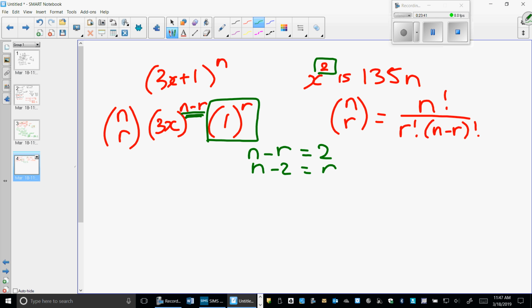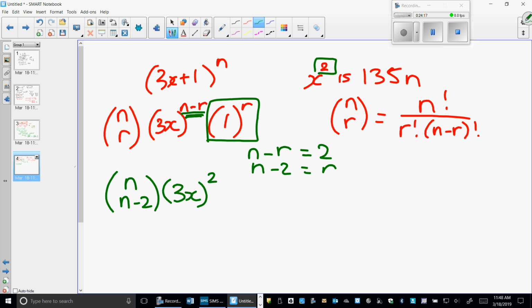What that means is we can change this to be n and n minus 2. And then we've got 3x squared. Wait, why is it squared? Because we knew that n minus r has to be 2, because they want the term with x squared. Yes, something they want. Okay.